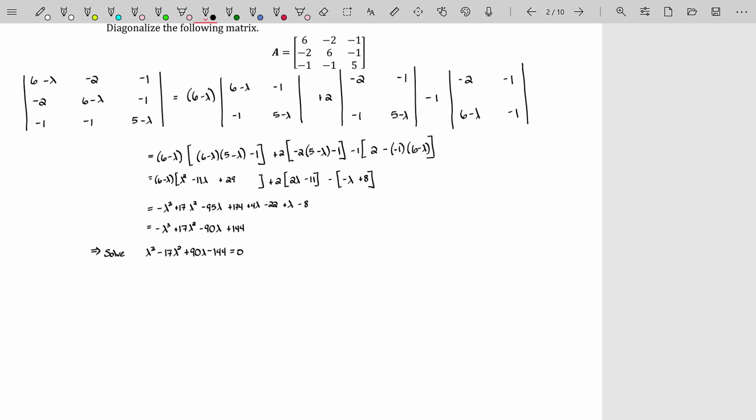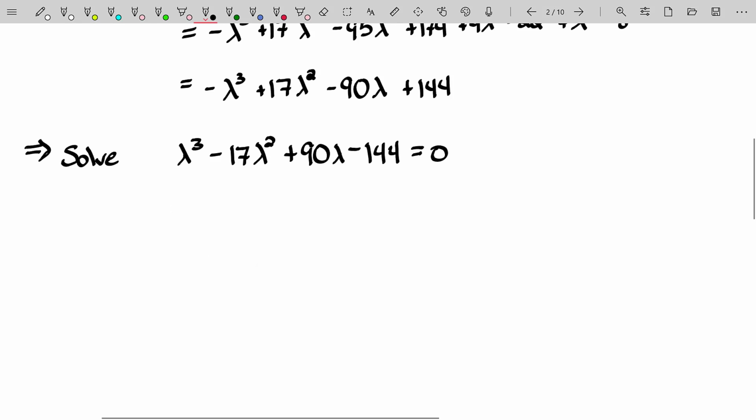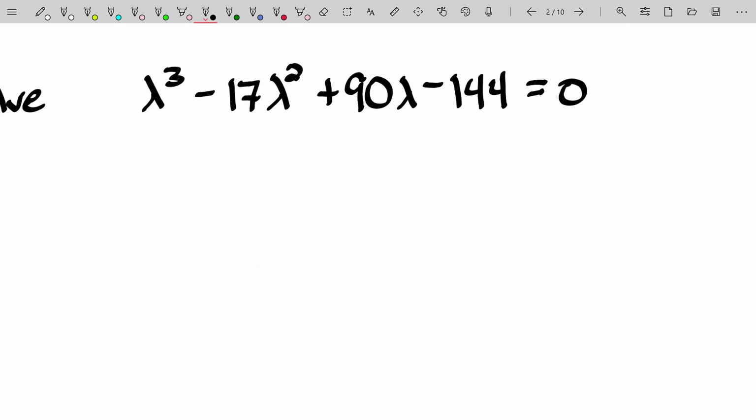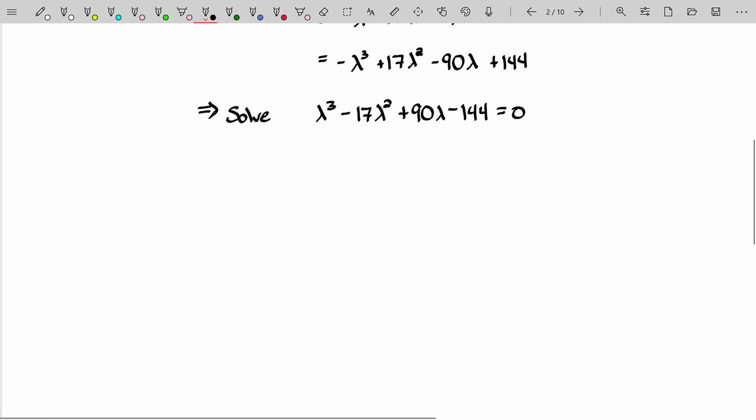Now, hunting for the eigenvalues here, we find the characteristic equation is going to be lambda cubed minus 17 lambda squared plus 90 lambda minus 144. This is obviously a pretty terrible looking characteristic equation. However, that is how life works sometimes.